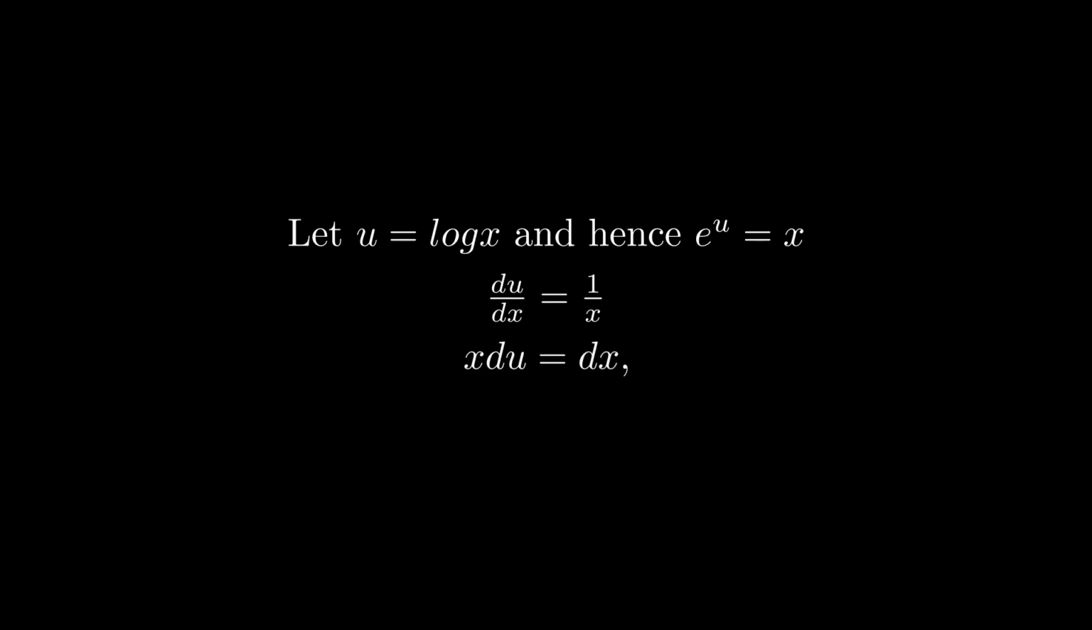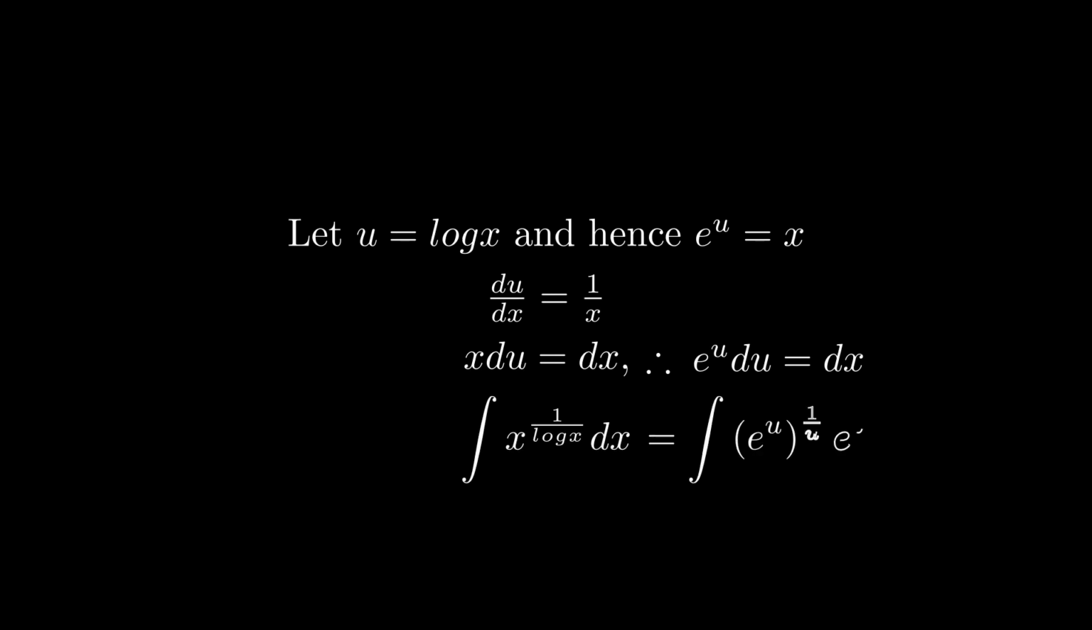Therefore, if you multiply x on both sides, we get x du/dx. Therefore, e to the power u du will be equal to dx. And therefore, we substitute everything in. We therefore get u to the power 1 over u and e to the u, which cancel out, and we have e times e to the power u du.